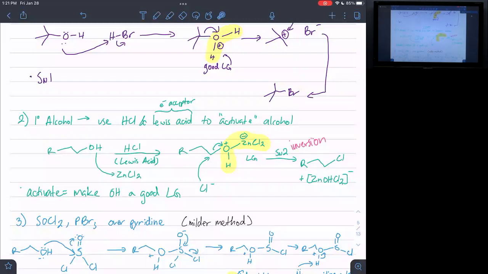I wouldn't worry about the mechanism specifically. You should just know the general idea. So for this one, the general idea would be the alcohol attacks the ZnCl2, becomes a good leaving group, and then you get the alkyl halide.